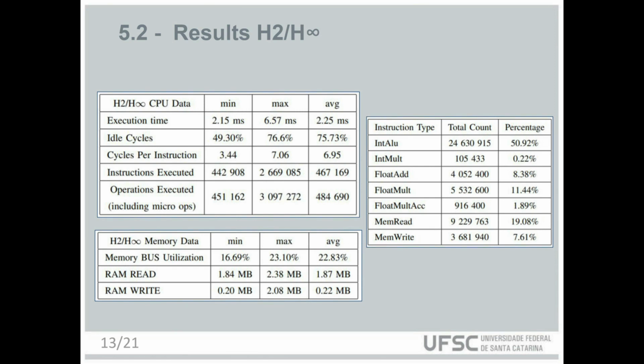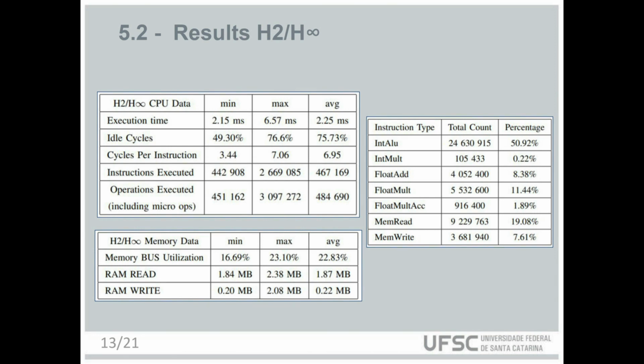Going to the mix of H2 and H-infinity performance, we see very different results. This control program had an average execution time of 2.25 milliseconds, with the worst execution time being around 6.6 milliseconds, getting dangerously close to the 12 milliseconds control window, when we consider that the control thread will compete for the CPU with other threads on the embedded system.